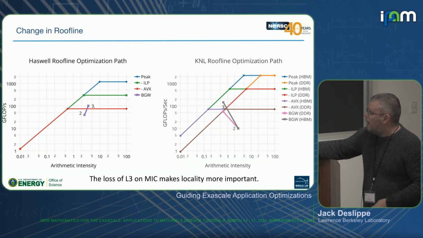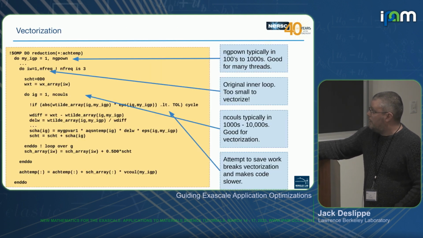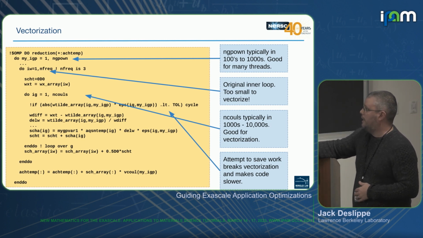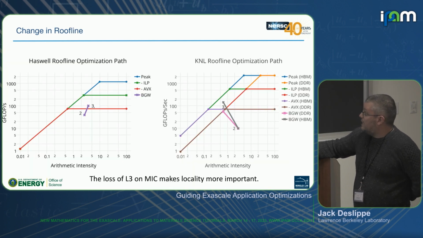So what happened here when we did this step? This is going from 2 to 3, when we made these changes that I'm talking about, reordering the loop, for example, and commenting out that cycle statement. We can actually show this on the roofline, which is kind of cool, right? So you go from 2 to 3. Our code vectorized, so it actually went almost straight up in performance. So this was how it looked on Haswell.